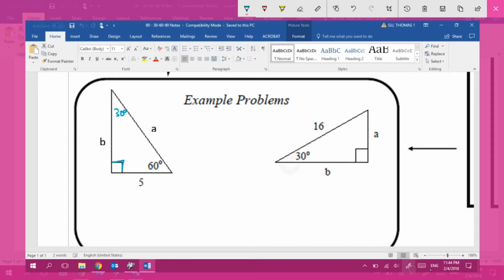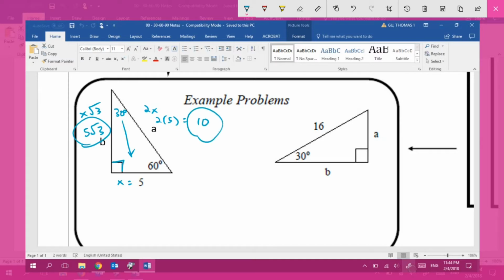Now let's look at the side lengths. Remember, the side across from the 30 degrees is going to be x. So x equals 5 here. Now all we have to do is plug in to find b and a. Well, b is x square roots of 3, and x is 5, so b is going to be 5 square roots of 3. And remember, a, the side across from the right angle, is 2 times x, so that's 2 times 5, which is 10. Those are the side lengths for b and a.